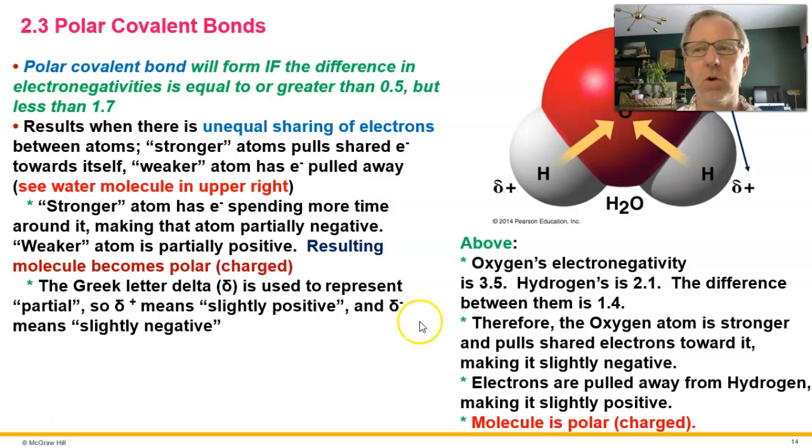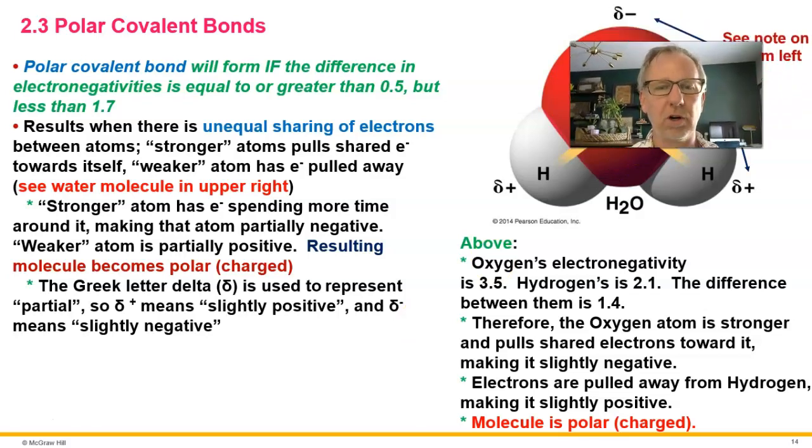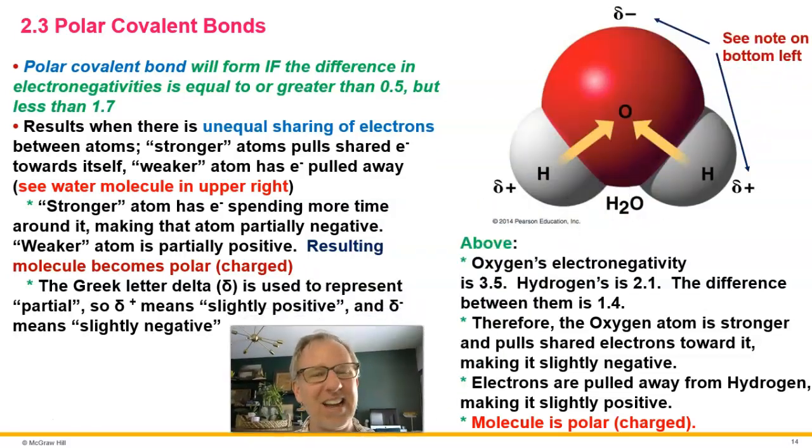Okay, so now you know what a nonpolar covalent bond is. How about a polar covalent bond? Let's jump to that level. Now here comes another rule. These rules kind of fit together. A polar covalent bond will form if the difference in electronegativities is equal to or greater than 0.5, but less than that 1.7 cutoff. Okay, so there's a bracket there, 0.5 to 1.7.